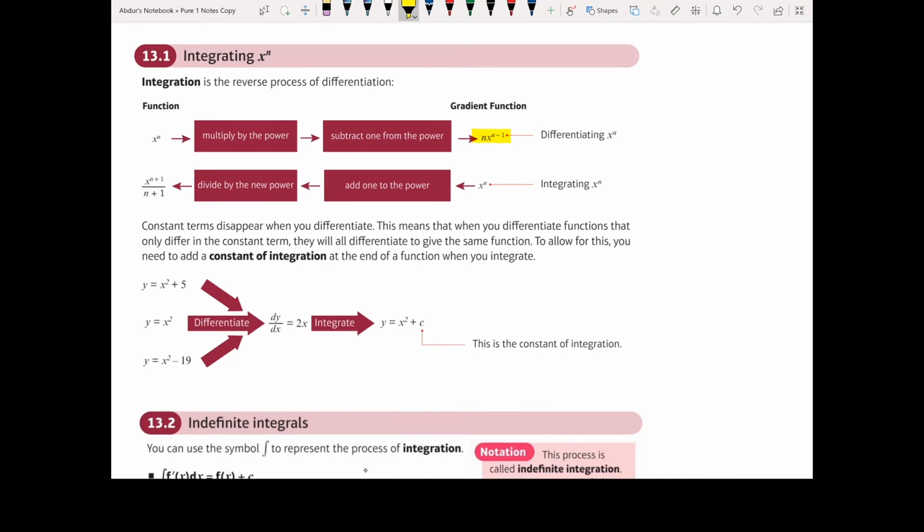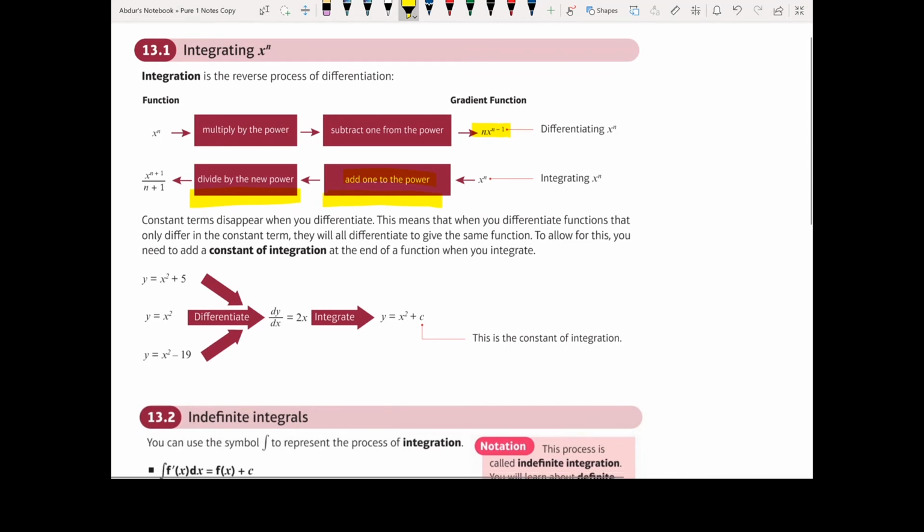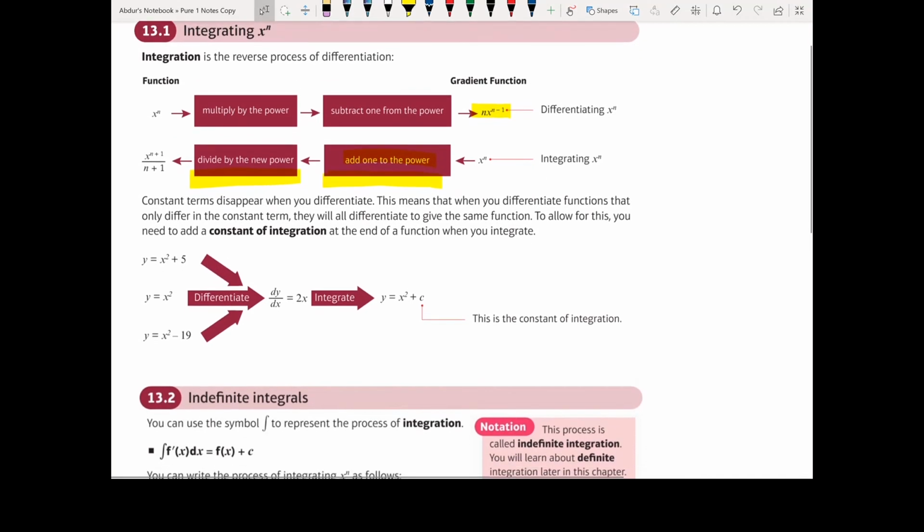So instead of multiplying by the power and subtracting 1 from the power, we will add 1 to the power first and then divide by the new power. This then leads us to the standard result for integrating. One thing to note though is that if we were to differentiate y equals x squared plus 5, we get 2x. If we were to differentiate y equals x squared, we also get 2x. And if we were to differentiate y equals x squared minus 19, we get 2x.